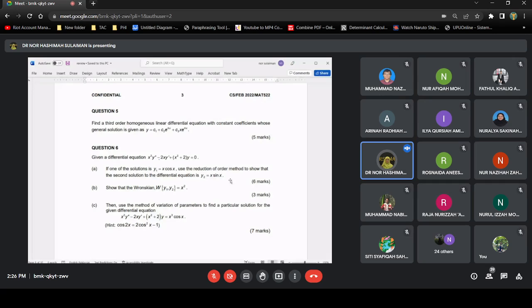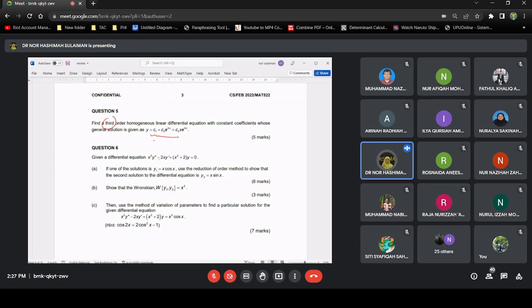Find a third order homogeneous linear differential equation with constant coefficient whose general solution is given as ni. Okay, ni soalan yang sangat biasalah kan. Kalau diberikan begini maknanya diberikan solution function yang you are expected to come up with the differential equation. Kat sini dia mention a third order, right? Third order. Okay, dia bergantung kepada berapa sebutan yang you ada dalam solution function ni.